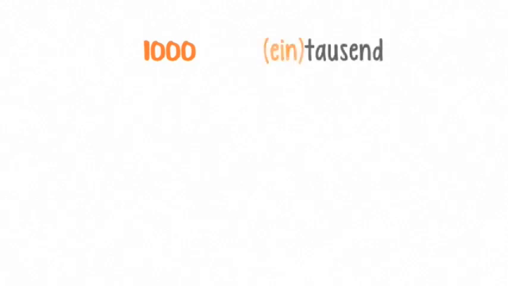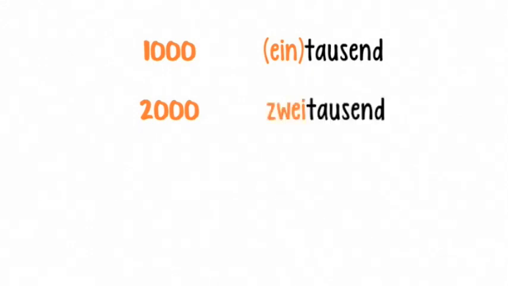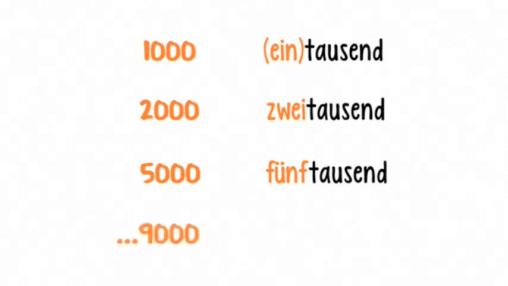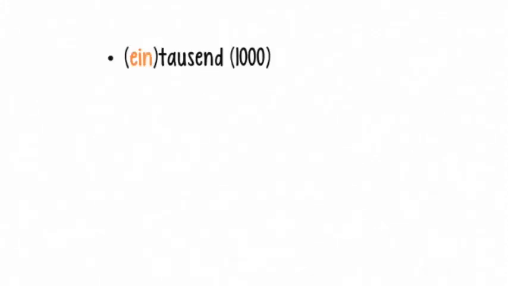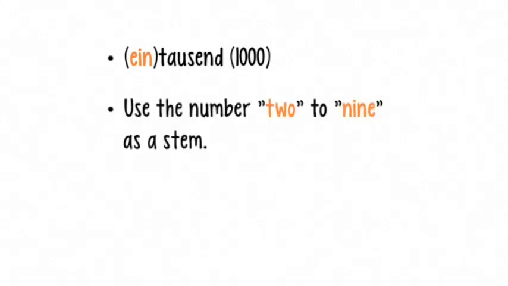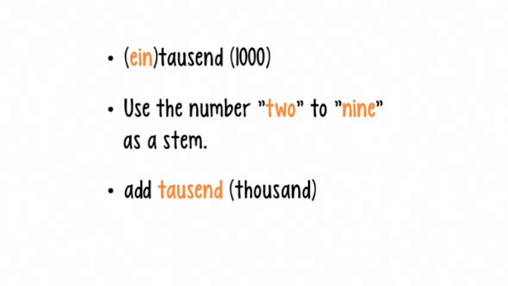1000 in German is tausend or simply eintausend, 2000 is zweitausend, 5000 is fünftausend, and so on until 9000, which is neuntausend. Let's see how to form the numbers 1000 to 9000. For the number 1000, you can either say eintausend or just simply tausend. For the numbers 2000 to 9000, you have to use the number 2 to 9 as a stem and then simply add tausend, which means 1000.